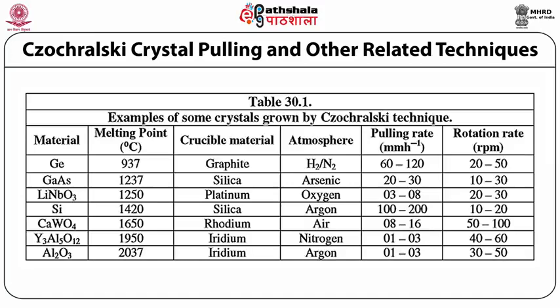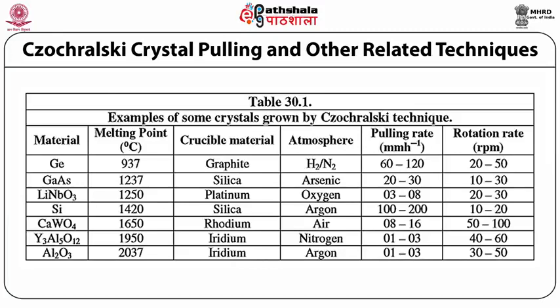For the material LiNbO3, lithium niobate, the melting point is 1250 degrees centigrade. The crucible material is platinum. The atmosphere used is oxygen. The pulling rate is 3 to 8 mm per hour, and the rotation rate is 20 to 30 RPM.